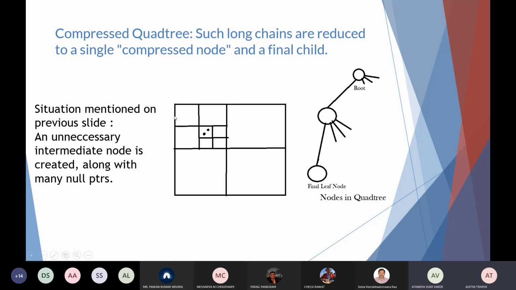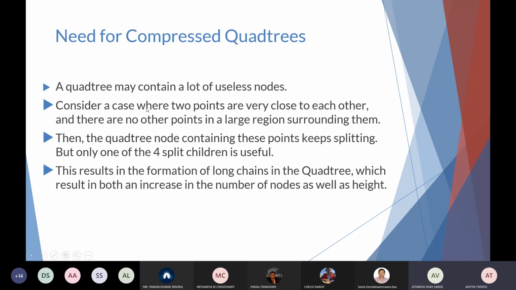So this is the image. As you can see, this node and this node are useless. Similarly, once we know that it is in this quadrant, we only need this child, and these three are useless. Once I know that it's in this square, these three are useless. So as you can see, there are a lot of unnecessary intermediate nodes, like these, which are not on the path to our 2 points. As I said, the quadtree node keeps splitting, but only one of the 4 split children is useful.